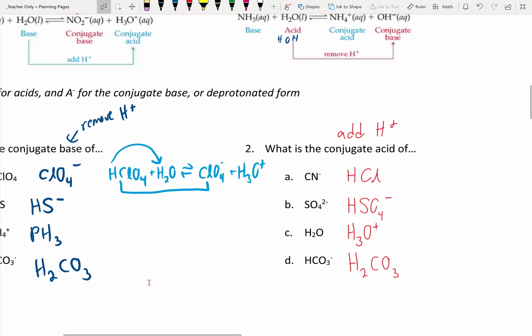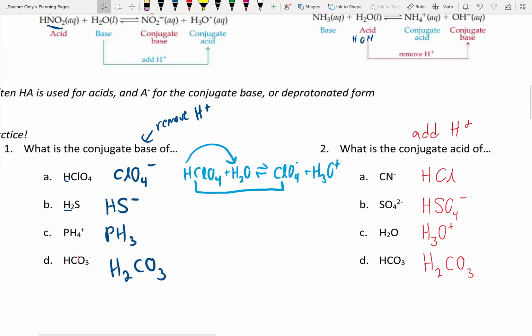and HCO3-, okay, add another H+, and we have H2CO3. Hey, did you guys realize I messed up? I just realized I messed up. It can't be the conjugate base and the conjugate acid. I added an H here instead of removing it. It should be CO3 2-. Okay, cool.